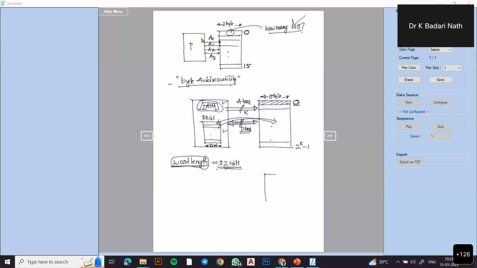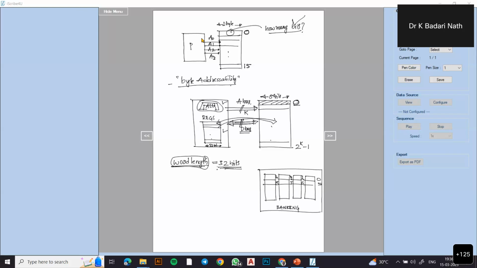Banking in the sense they put 4 chips, so each chip will provide 1 byte of data. The first address, they will place it here. The second address, they will allocate to the second memory. The third address goes to the next memory location. Then again it starts: 5, 6, 7, 8, like that. All this put together, they will organize as one configuration. This type of organizing the memory to support the word length of the processor, we call banking.